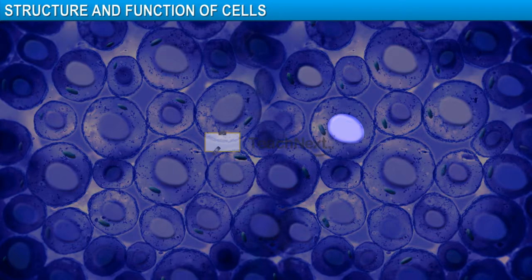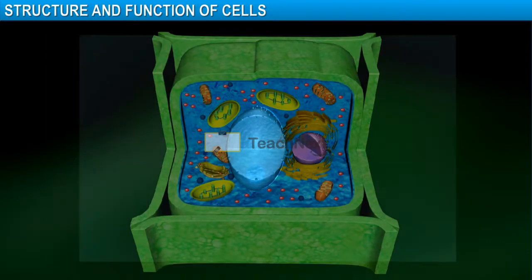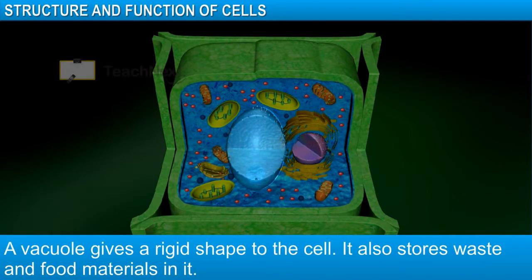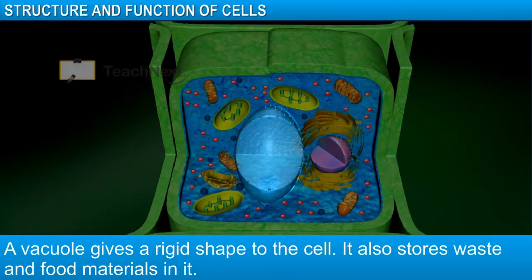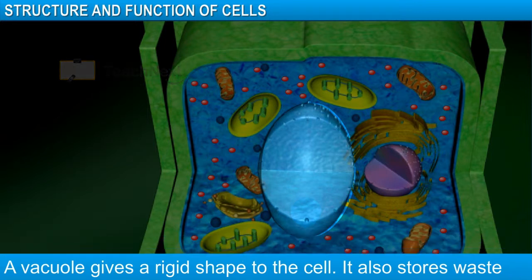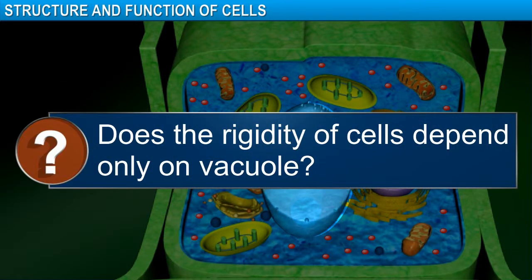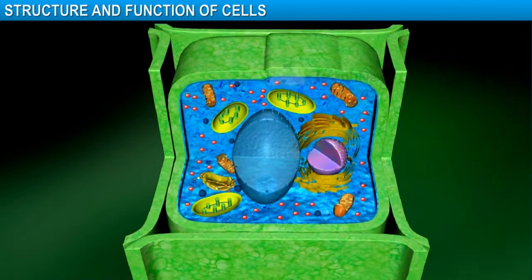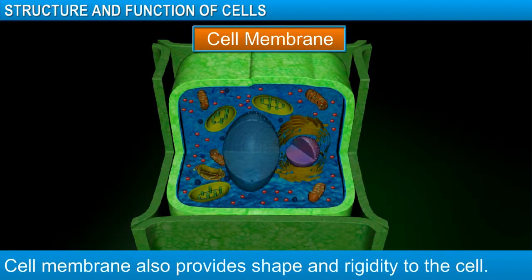A big, empty space seen at the center of the cell is called the vacuole. A vacuole gives a rigid shape to the cell. It also stores waste and food materials in it. Does the rigidity of cells depend only on vacuole? Not entirely. The cell membrane also helps to provide shape to the cell.